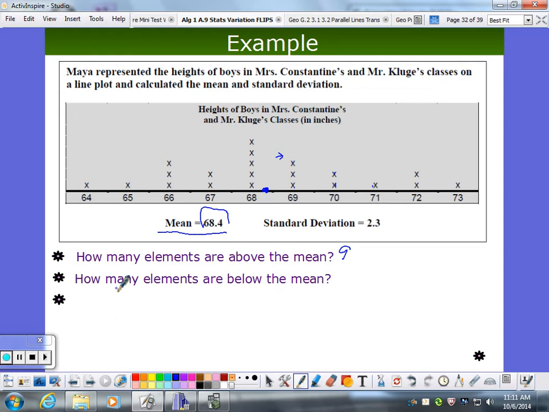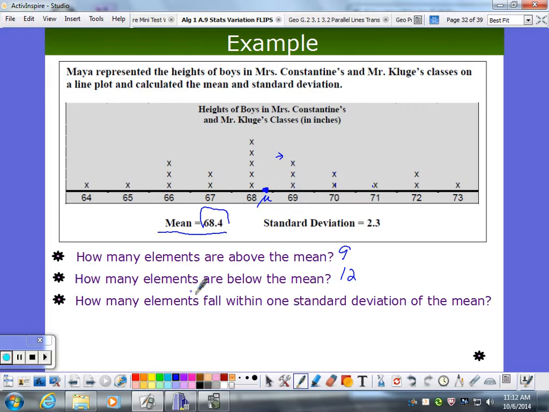How many are below the mean? Claire? 12. Right? So if this is our mean, I'll put a little mu here. That's below, that's above. How many elements fall within one standard deviation of the mean? Okay, now here's where we're going to start counting by standard deviations. If you were to calculate all this out and run it through the calculator, the sigma comes out to 2.3.